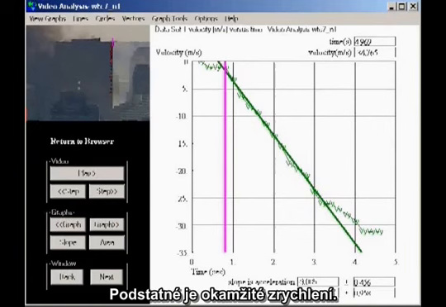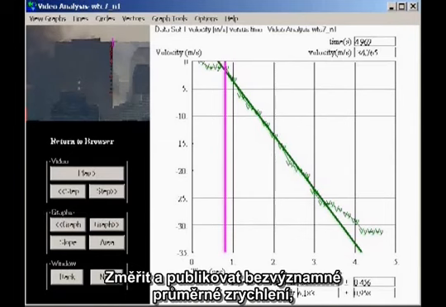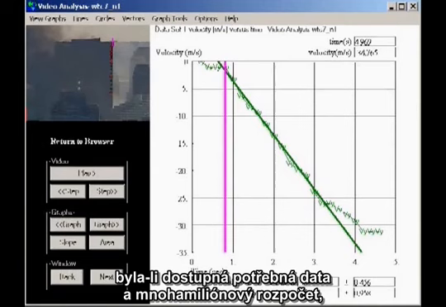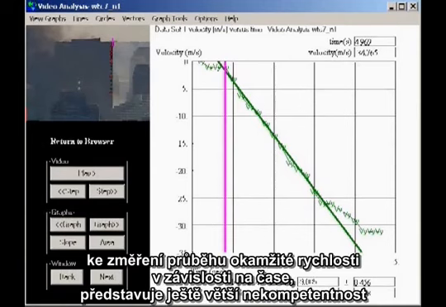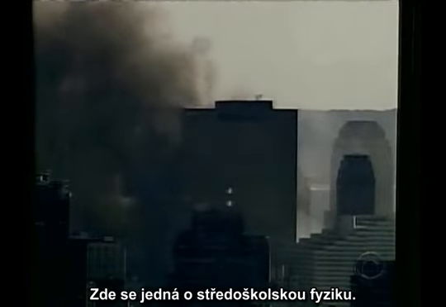It is the instantaneous acceleration that is significant, because the acceleration at any moment is an indication of the forces at work. To measure and publish a meaningless average acceleration, when sufficient data and a multi-million-dollar budget are available to measure the actual velocity profile, constitutes either gross incompetence or an attempt to obfuscate the issue. This is high school physics we're talking about.